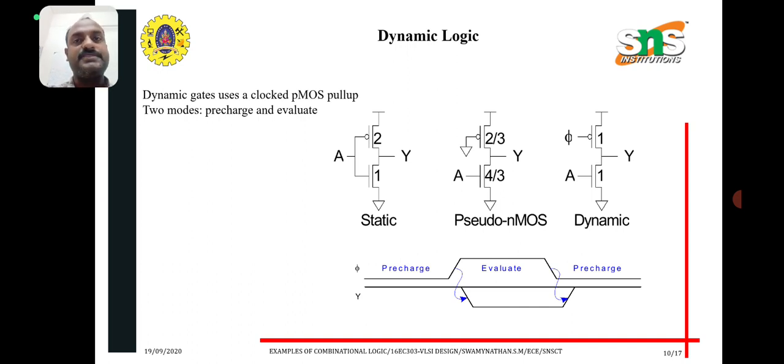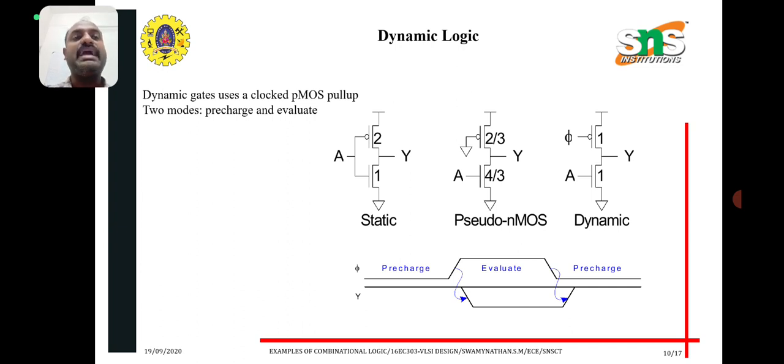Three combinations. First look at the first circuit. A is the input, Y is the output. 2, 1 is the P by N ratio for static gates. And pseudo NMOS: in the last series we discussed the pseudo NMOS. So here the pseudo NMOS has 2 by 3 and 4 by 3 ratios for the pull up network and pull down network, and A is the input that is given only to the pull down network, that is the lower NMOS device. The output which is given is Y.